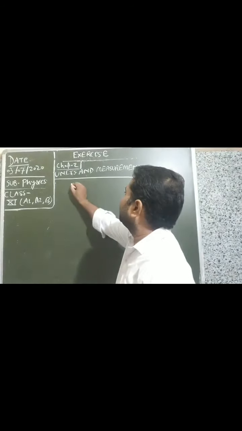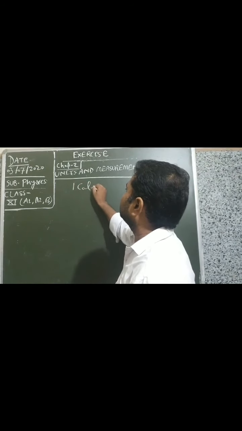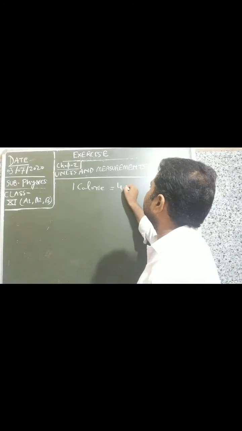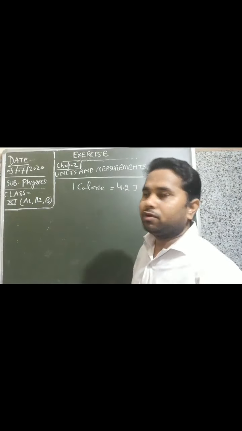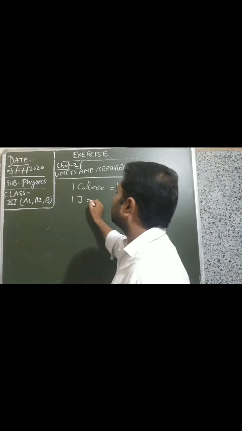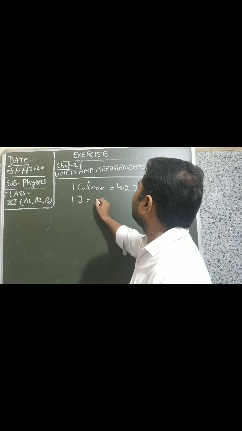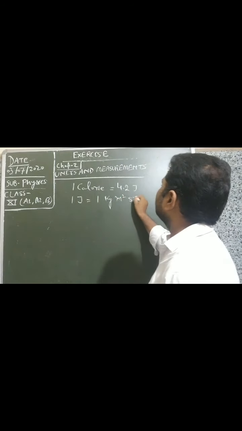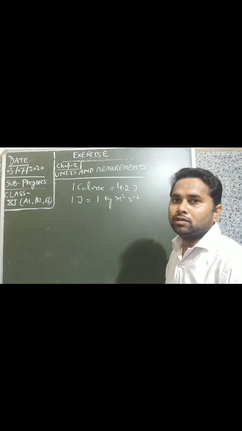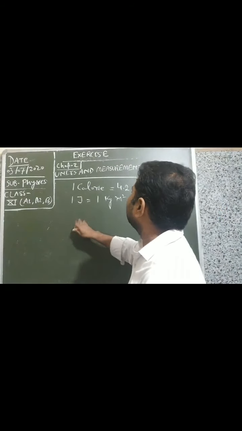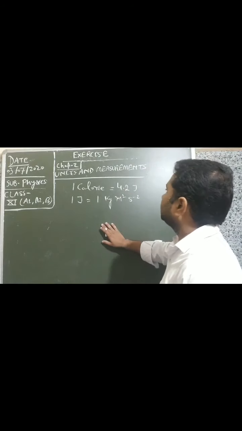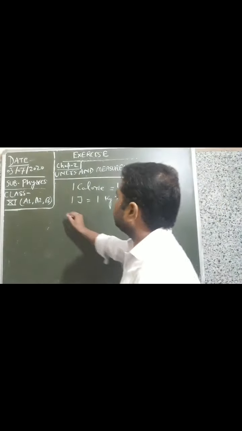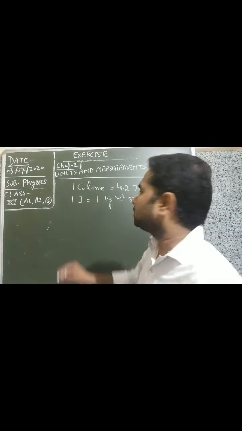So in this question it is given 1 calorie equals 4.2 joule, and where 1 joule equals 1 kilogram meter square per second square. These are the given constants in the question, and you know that calorie, or joule, is the unit of energy here. So we have to use the dimension of energy.